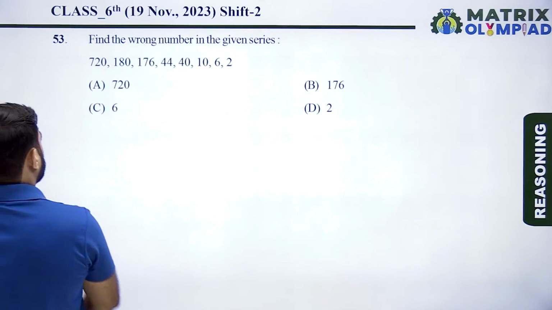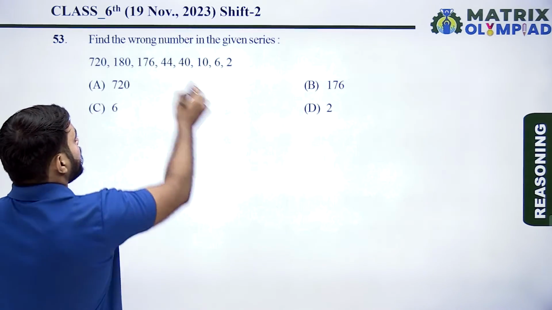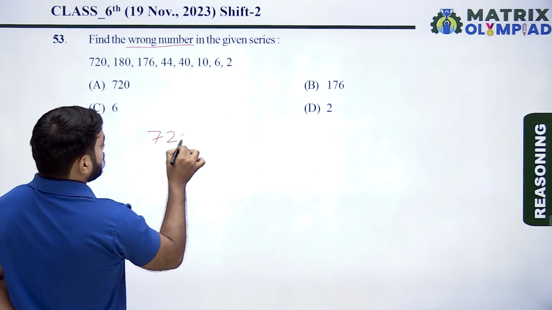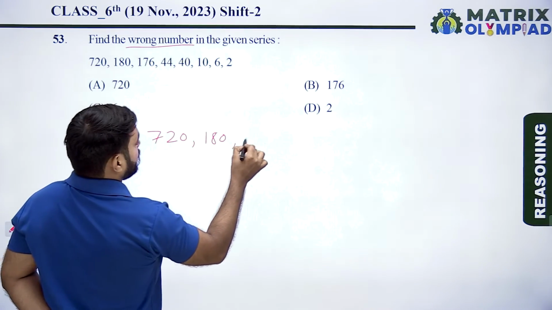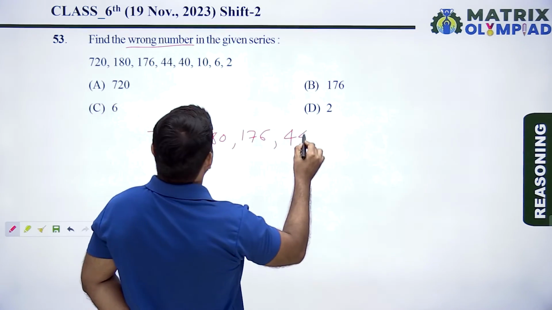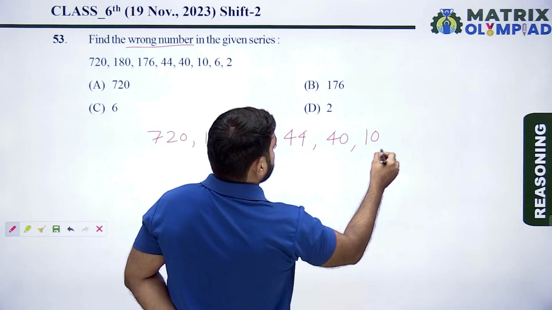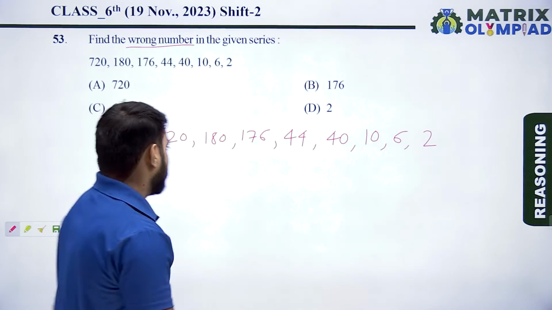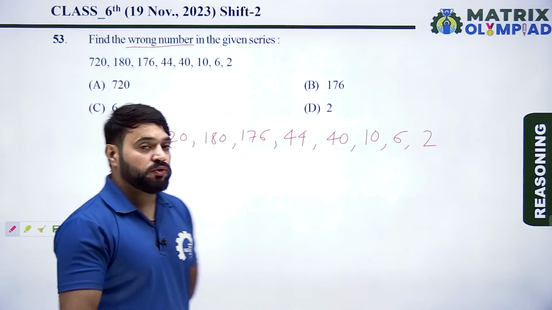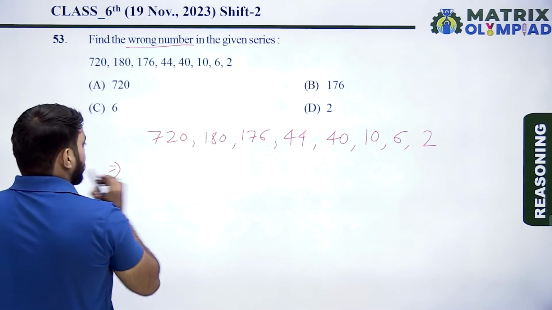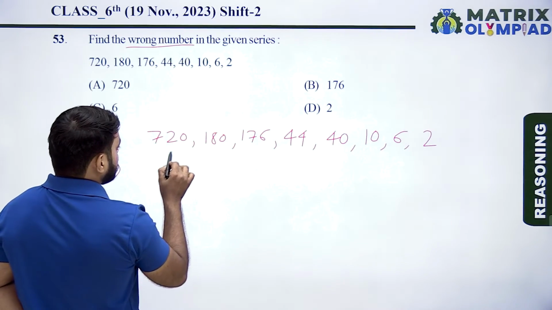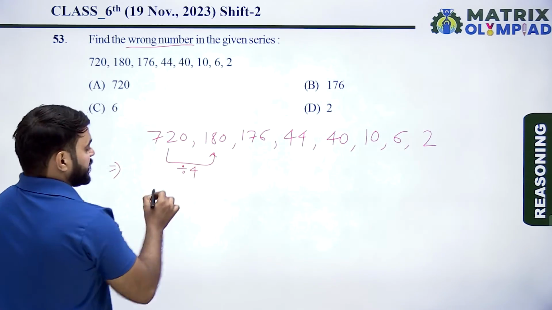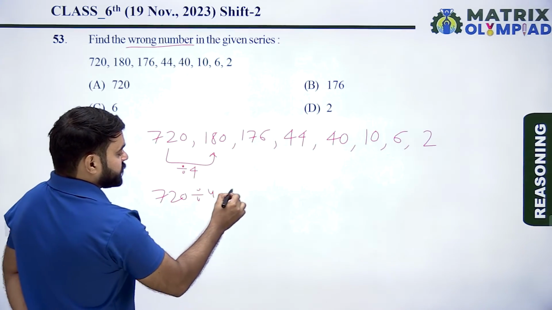Now the next question is question number 53. Find the wrong number in the given series. The series is 720, 180, 176, 44, 40, 10, 6 and 2. So find the pattern of the series and choose the number which does not follow the pattern. The pattern is 720 divided by 4, it means 180.